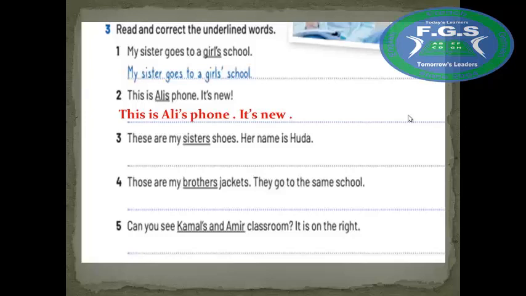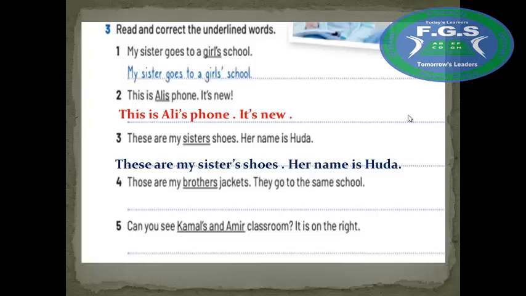Question number 3. These are my sister's shoes. Her name is Hoda. So sister here is a singular noun because her name is Hoda, the name of a girl. So sister here is singular. How can I know that? Because there is a sentence, her name is Hoda. So the correct answer is, these are my sister's shoes. Her name is Hoda. We have to put apostrophe s because sister here is singular.